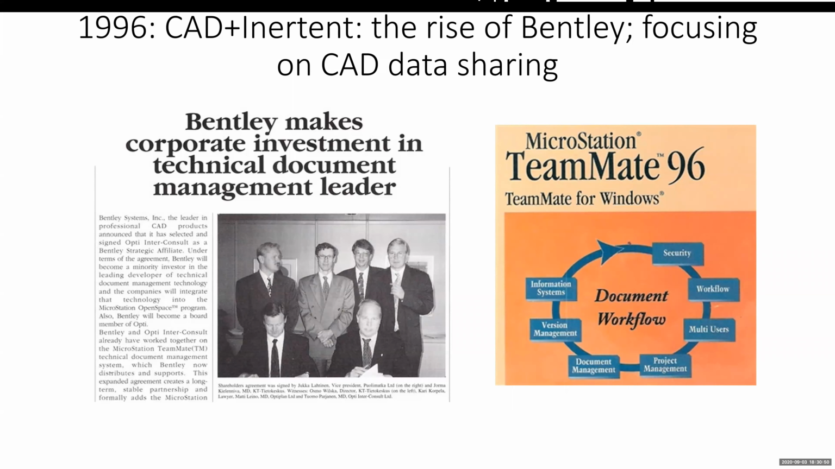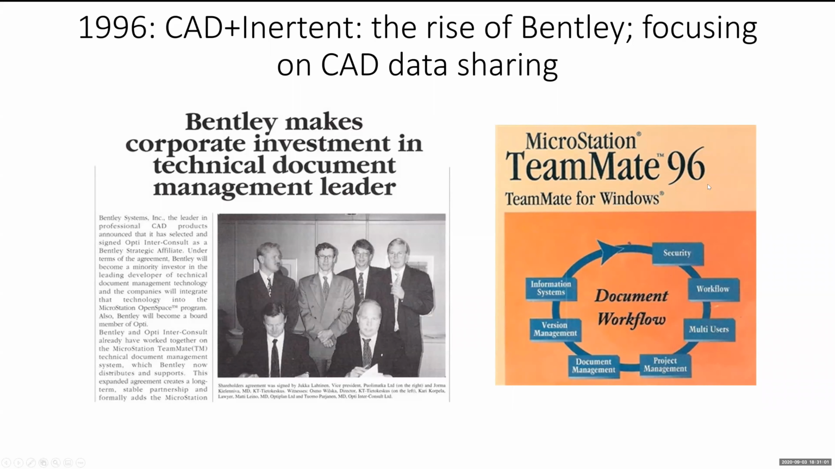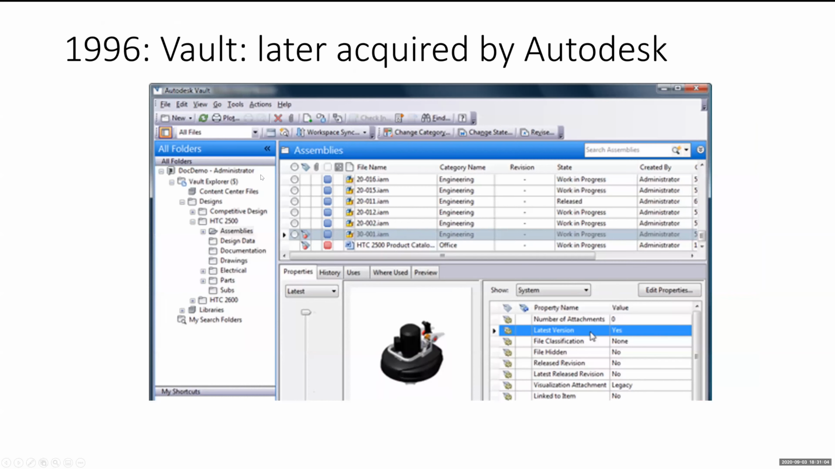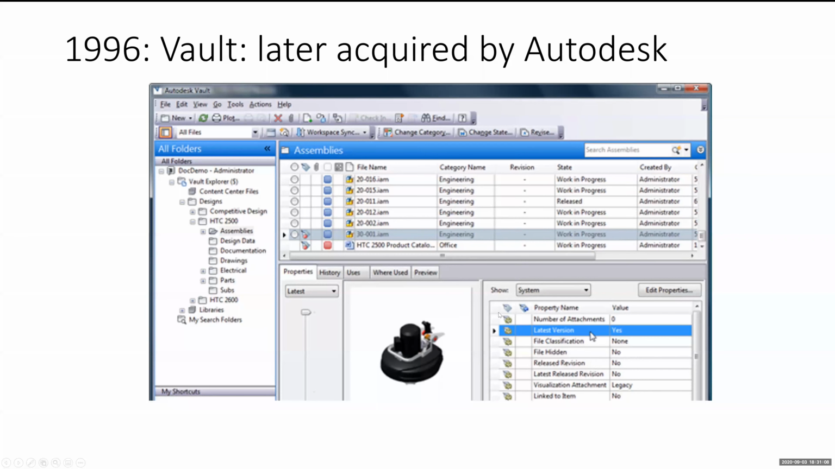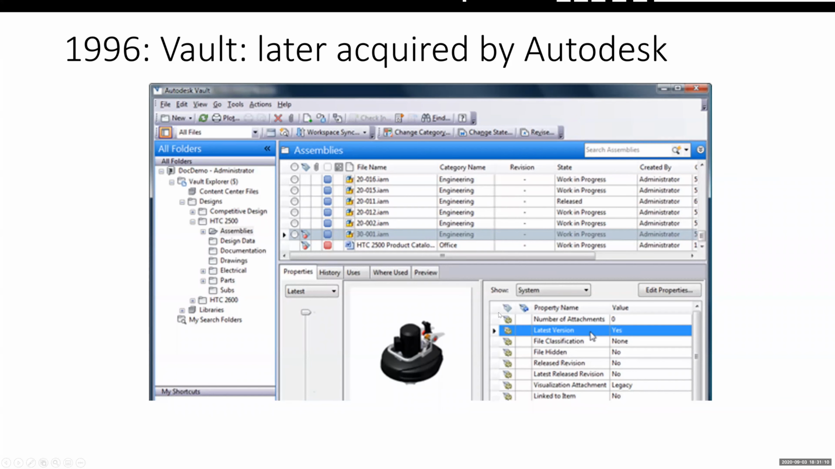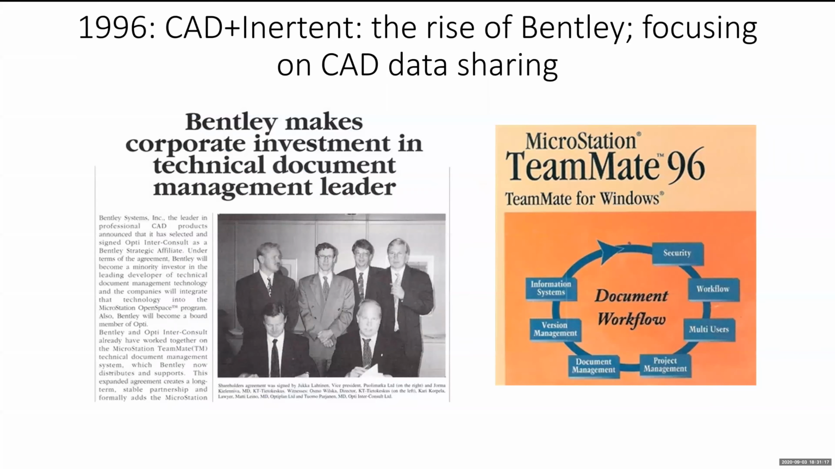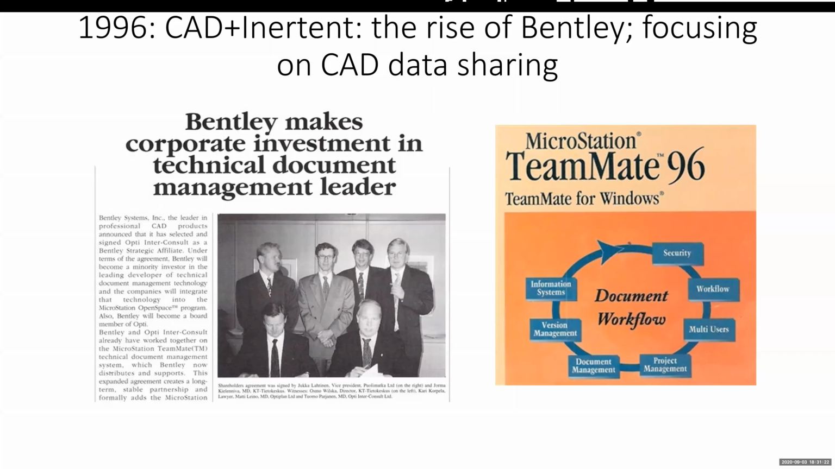Bentley originally was just doing sharing of CAD models. So they focused on CAD data sharing in 1996. They announced this TeamMate 96 to use the internet. And in 1996, another company, Walt, also developed a program that can help you share your design data, your CAD model, with others, later acquired by Autodesk. But because this TeamMate was a little bit early, timing was right for Bentley.